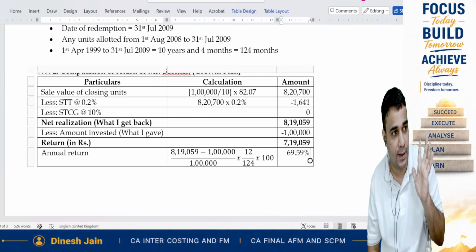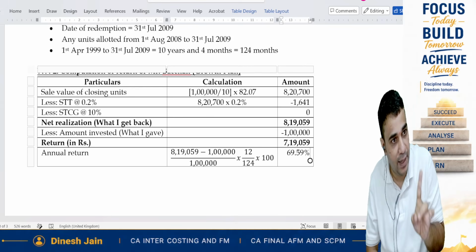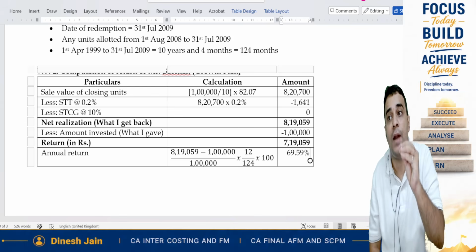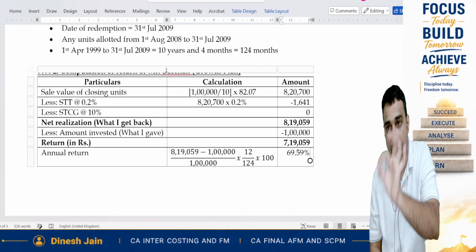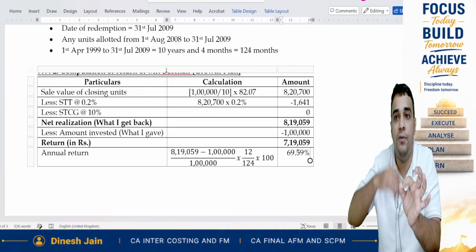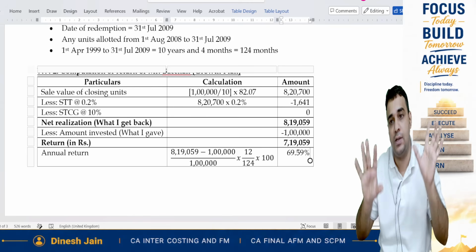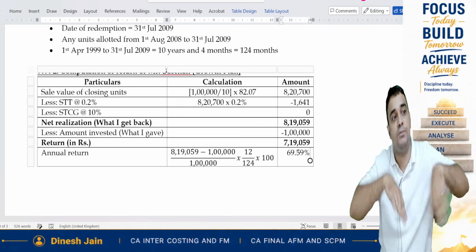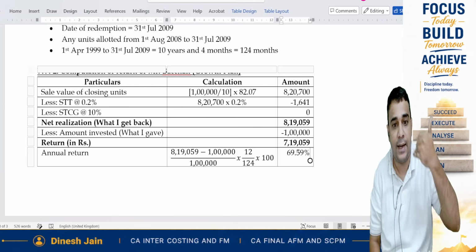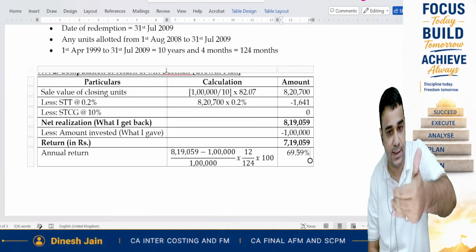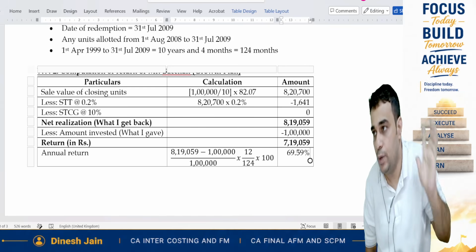Different answers can come. Then we learned there is a payout plan and a reinvestment plan. Payout plan means what? Dividend hits the bank account. Reinvestment: dividend hits and comes back as units. It hits your bank account and it comes back to the mutual fund. Practically it doesn't hit, but that is the concept. It comes back, and extra units are allotted.